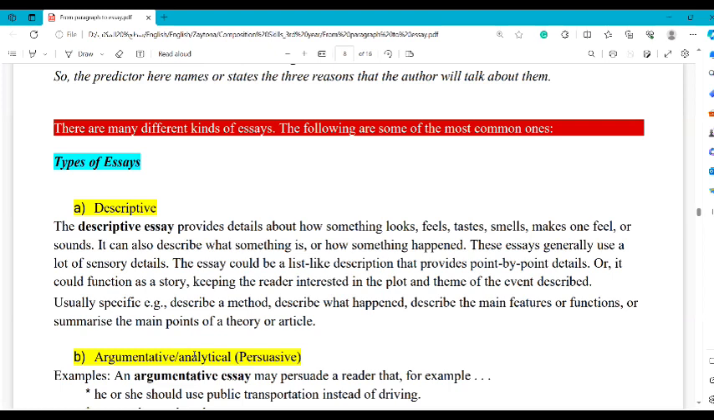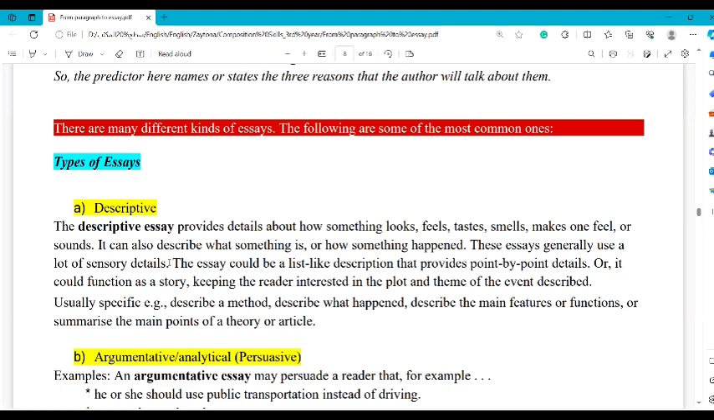In each lecture we will have one type of essay, and we will try to write a topic of the same type of essay that we are having. Maybe we will see an essay example of a descriptive essay. We will first get to know the type of essay, then we will try to describe something or write about this type, and maybe we will see an example of it.